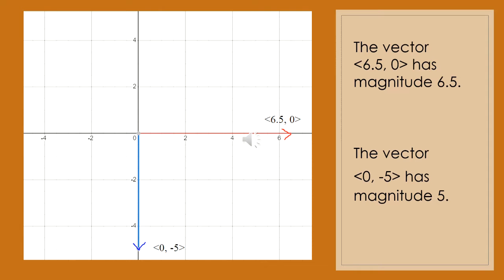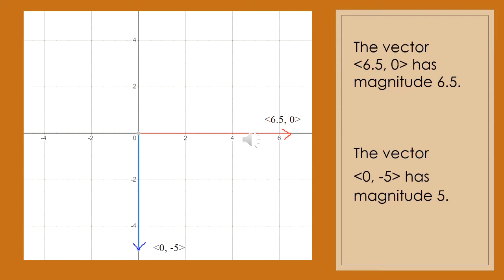But if you did, and you used a squared plus b squared equals c squared, 6.5 squared would be some value, add 0 squared, and it still equals 6.5 squared. And so if c squared equaled 6.5 squared, then c would be 6.5. So technically you could still do Pythagorean theorem, you're still going to get 6.5 as your length. But it's much quicker to just look at the diagram and see, hey, this vector has length 6.5.